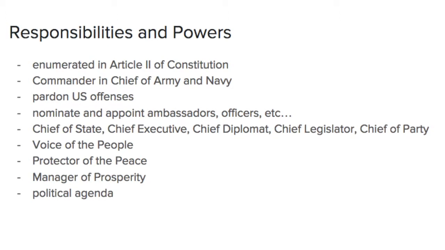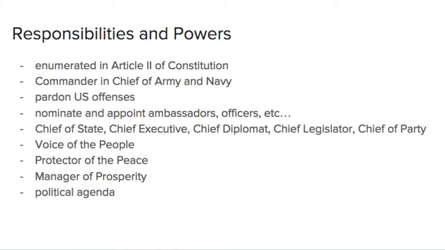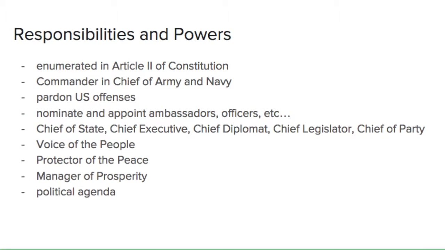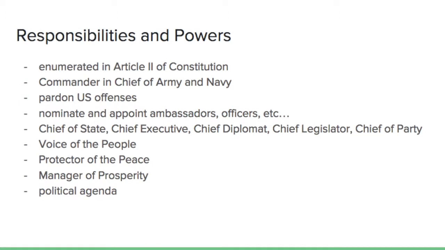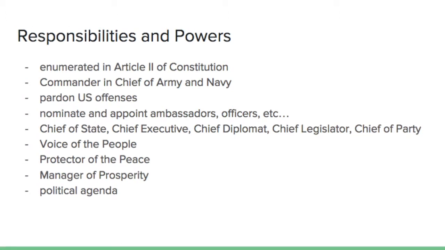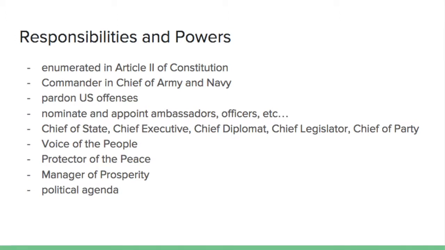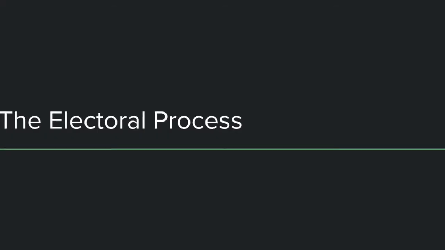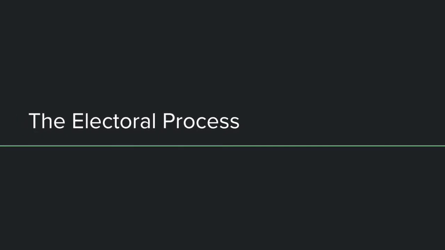3 more roles are the voice of the people, which means that he represents the wants and needs of the general public, protector of the peace, which means that he keeps order in the states when there is a national emergency, and the manager of prosperity, in which he is responsible for preserving economic stability. The president also sets a political agenda in order to advance the country and its government, which is something that is becoming more popular with presidents in recent terms. Another change over time is that the president has gained more power within the executive branch over Congress because of Theodore Roosevelt's advances.